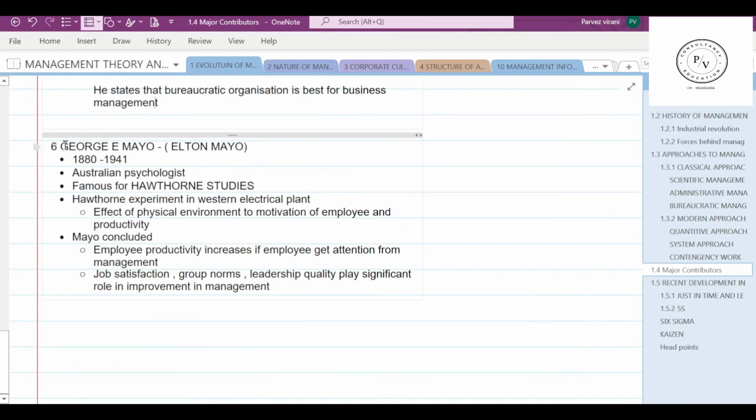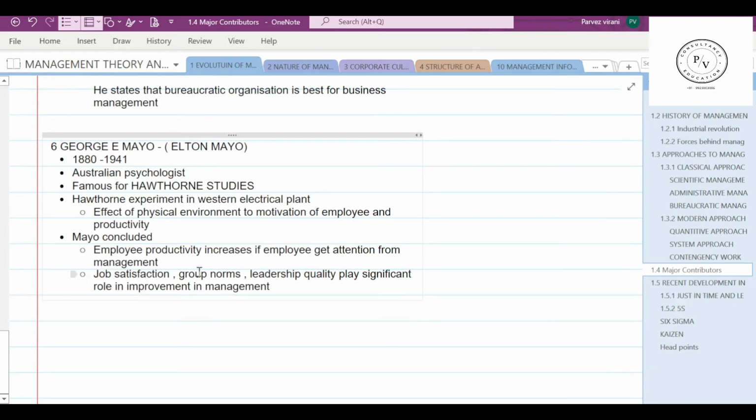The last one was George E. Mayo. He is also known as Elton Mayo. 1880-1941, Australian psychologist, and he was very famous for the Hawthorne studies. Hawthorne studies हम आगे भी पढ़ने वाले हैं. The Hawthorne studies experiment was at the Western Electric plant. Effect of physical environment to motivate the employee and the productivity. Mayo concluded that employee productivity increases if the employee gets attention from the management.